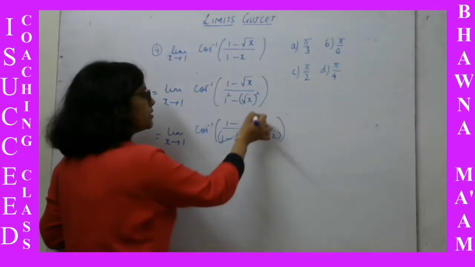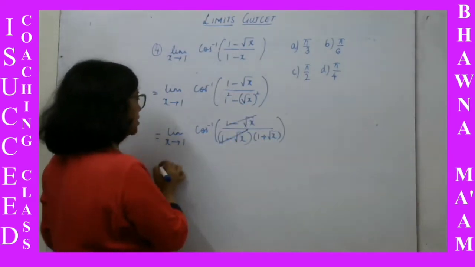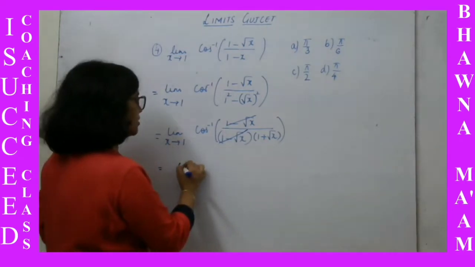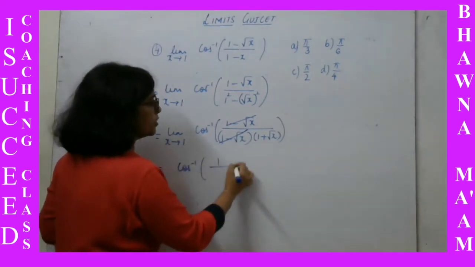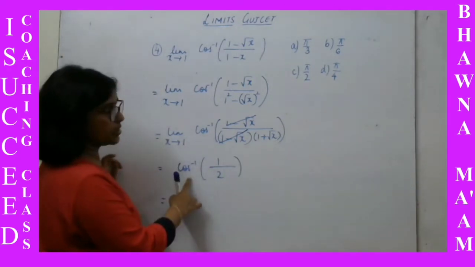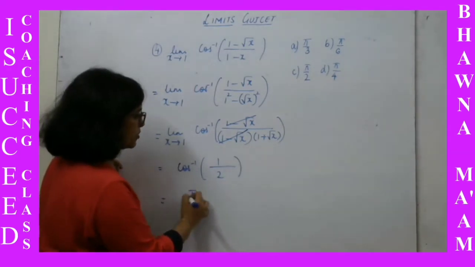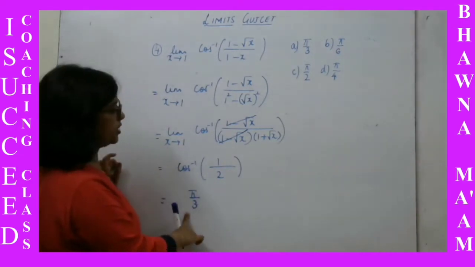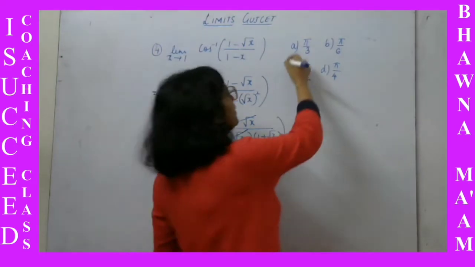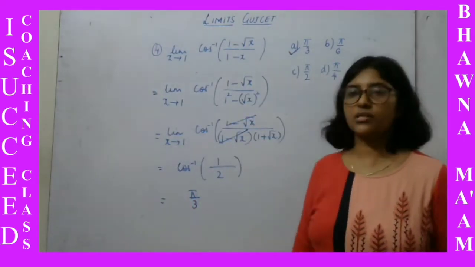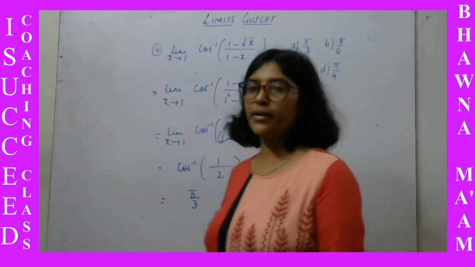A 1 minus root x, a minus b term would cancel. Now you see, if we put the limit, it's non-zero, so we can do that. Substitute 1 upon 1 plus root 1, that is 2. And which value is it? Cos inverse 1 by 2 is for angle pi by 3, 60 degree. Because cos 60 degree is half, so cos inverse half is 60 degree or pi by 3.